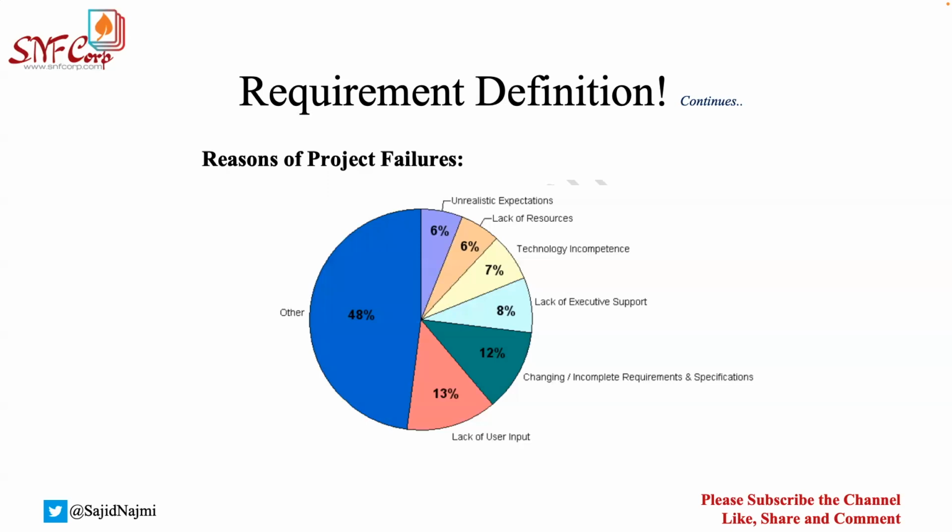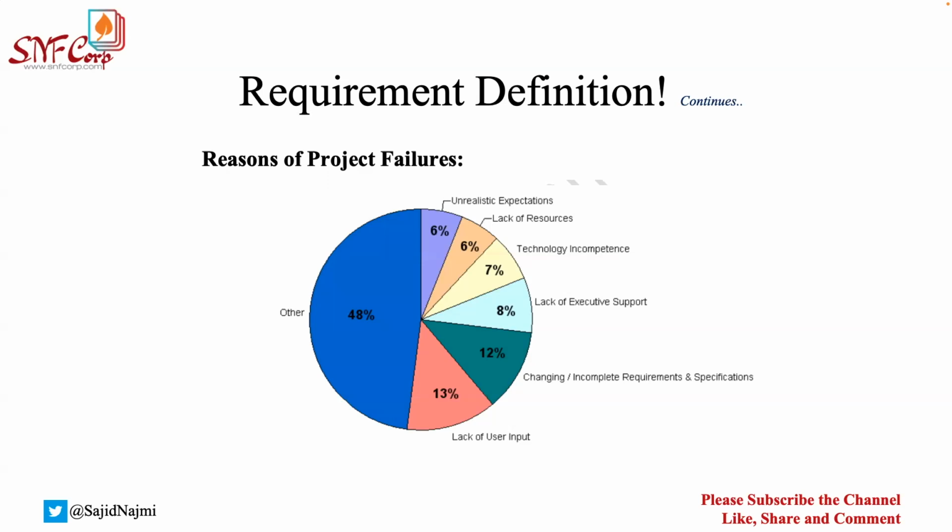Lack of executive support, 8%. You have a project, but you're not getting the support from top level management. When I'm saying executives, it's like top level folks, somebody who is funding your project, somebody who has high interest and high power in the project, who can take certain decisions. If you're not getting those supports, there are miscellaneous reasons your project will fail if you do not have the proper support.